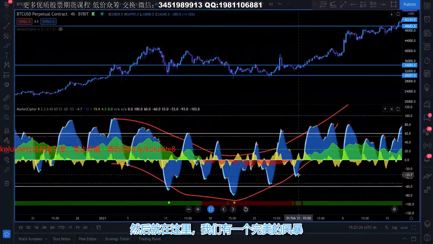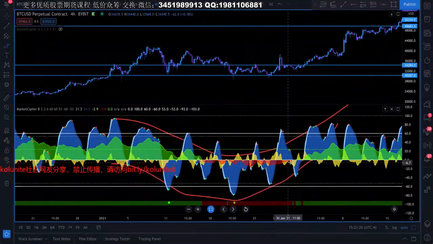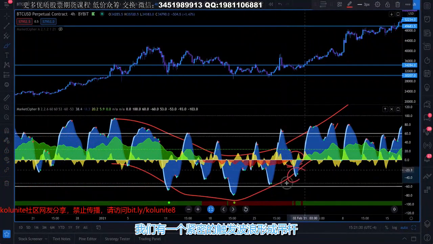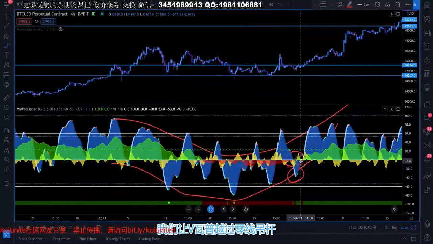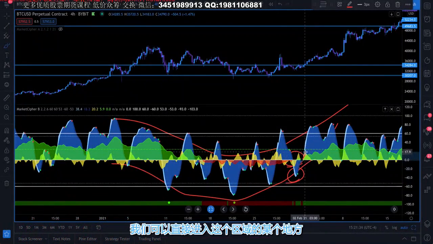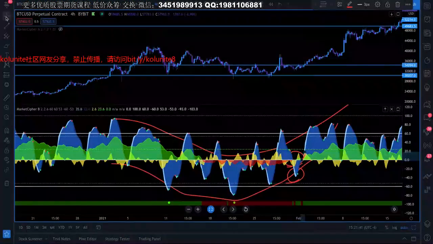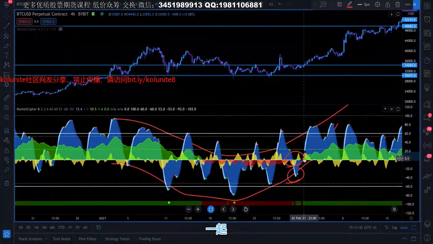And then right here, we have the perfect storm. We have the money flow crossing. Boom. We have a tight trigger wave forming. Boom. We have the VWAP crossing up above the zero line. Boom. We could have entered right in this area somewhere and taken advantage of this large move upwards, right? We want to look at everything together.